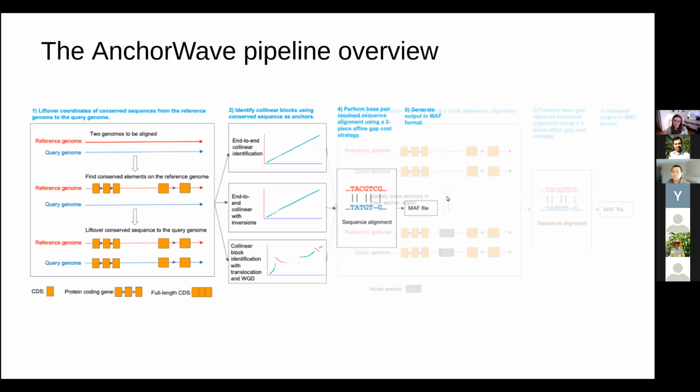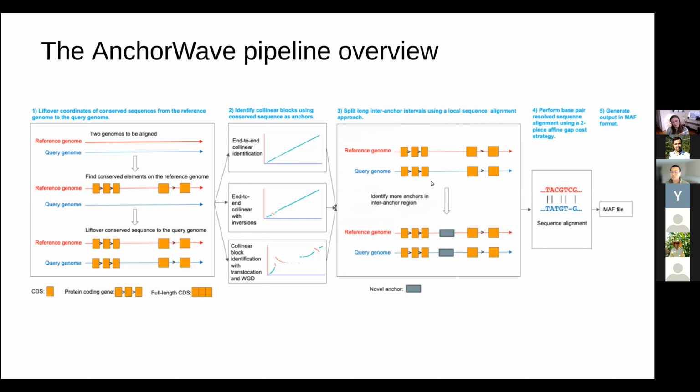However, we find that some inter-anchor regions are super long, and if we perform base pair alignment, it costs a lot of CPU time and a lot of memory. To reduce the cost, we try to find novel anchors in the long inter-anchor regions and break them into shorter fragments to reduce the CPU time and memory cost.